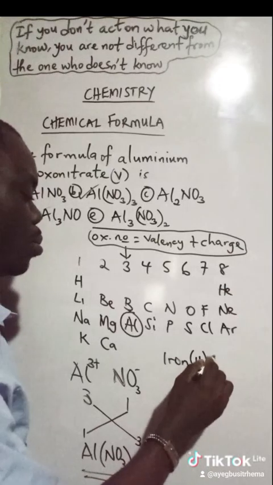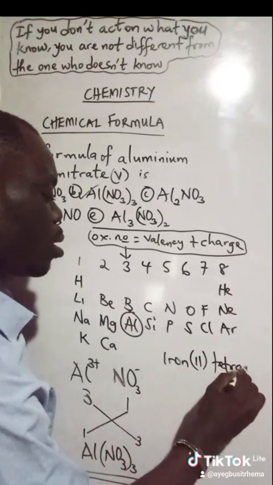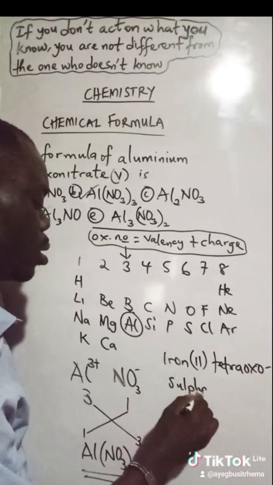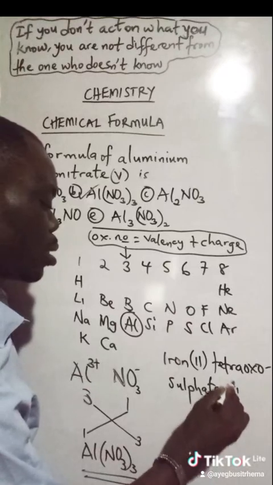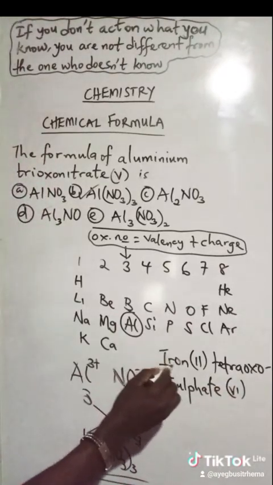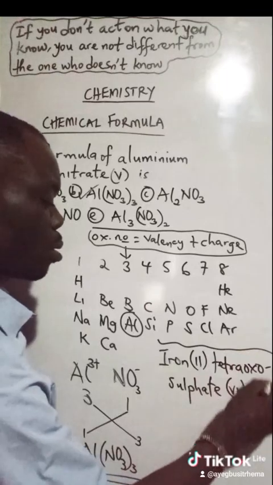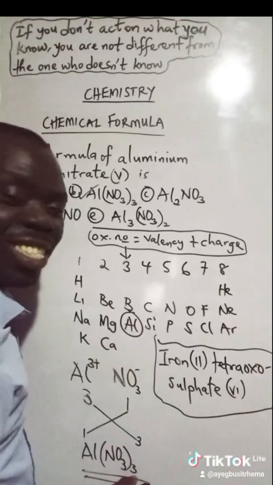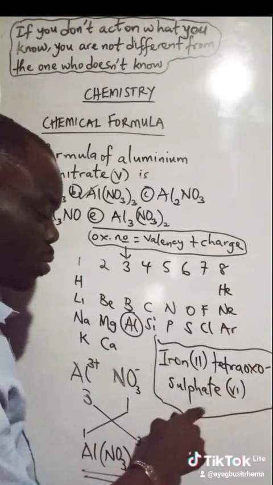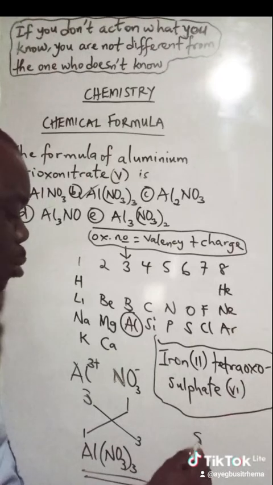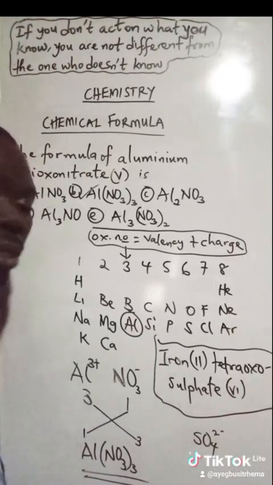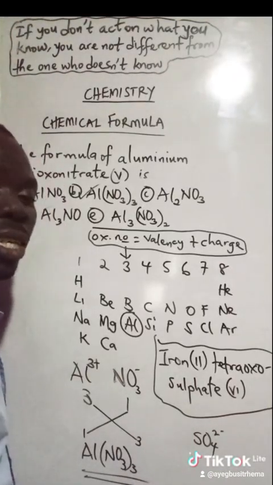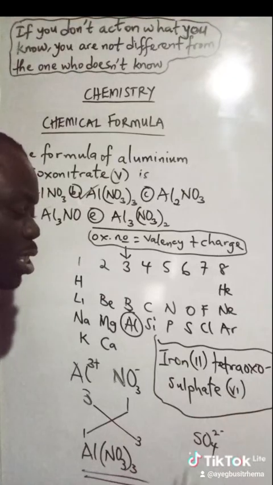Iron 2 tetraoxosulfate 6. Iron 2 tetraoxosulfate 6. Okay, go ahead and drop the chemical formula of this in the comment section. Alright, so let me just give you a hint. Tetraoxosulfate 6 is also a radical like this that possesses charge. So go ahead and show us or tell us the chemical formula of this compound.